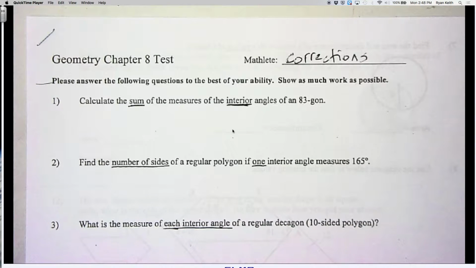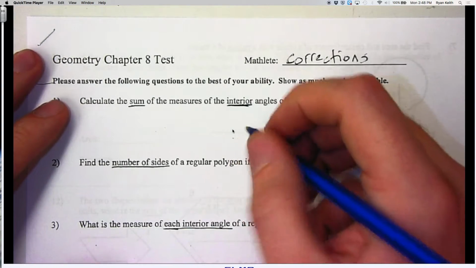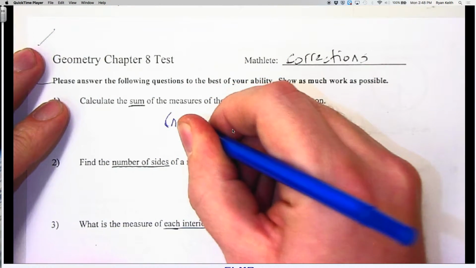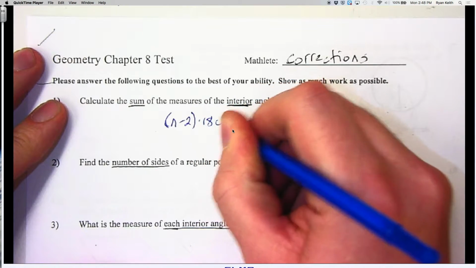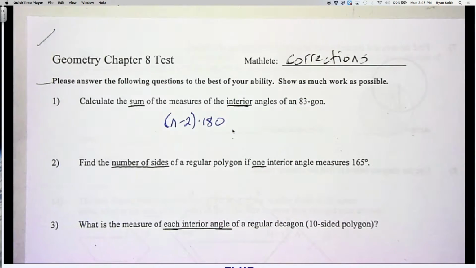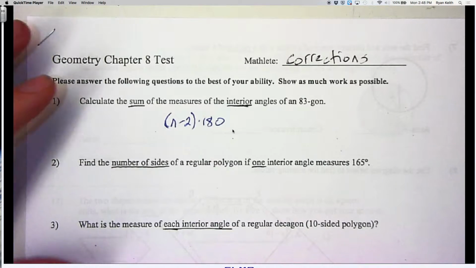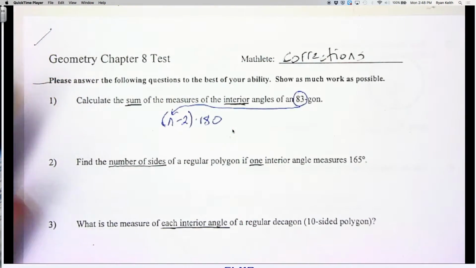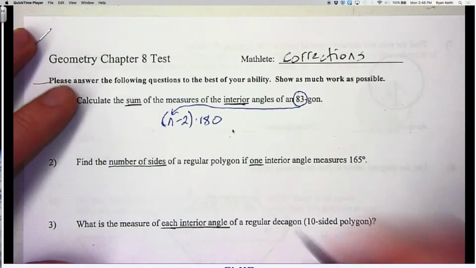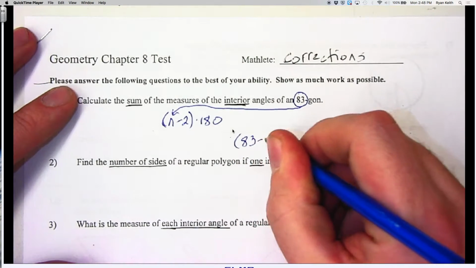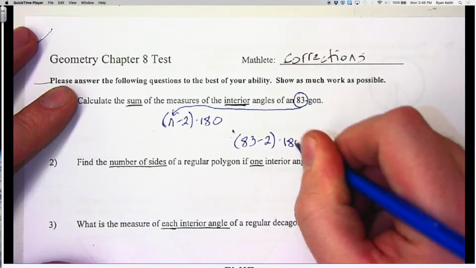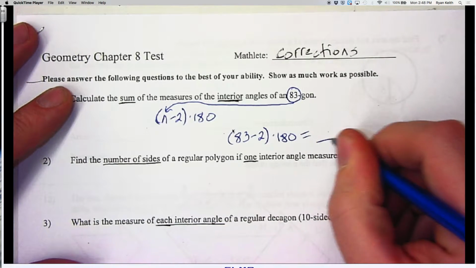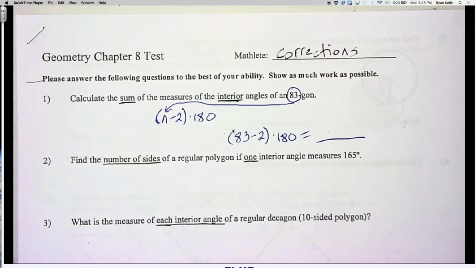It asks for the sum of the measures of the interior angles of an 83-sided polygon. You'll notice from your toolkit that you have the formula here, n minus 2 times 180. That would give you the sum of all the interior angles for any polygon. Clearly for this problem we want n to be 83, which means I can put 83 in the formula right there and simply polish off the rest of the calculations. 83 minus 2 times 180. The rest is you. Not much left.